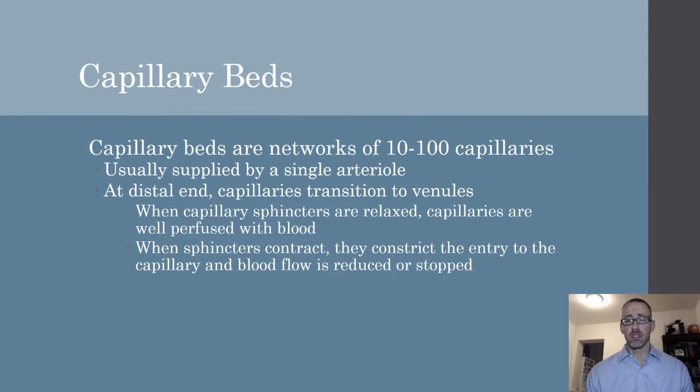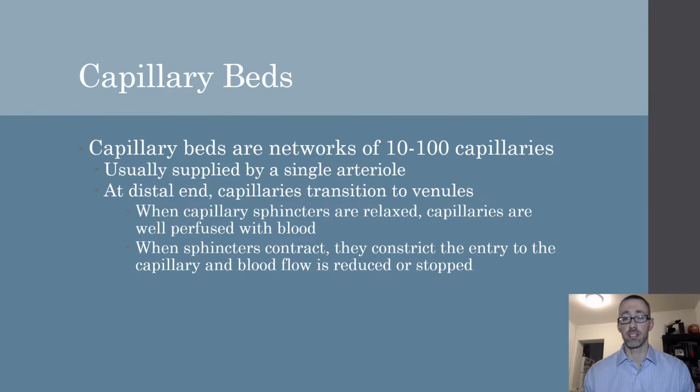So the capillary beds are actually a network of anywhere from 10 to 100 capillaries typically, and they're supplied by a single arteriole. So for example, you have one arteriole that'll branch into 10 or up to 100 capillaries, and then that coalesces into one single venule, and that's the typical structure of most of these capillaries. But another important thing is the capillaries themselves have sphincters on the arterial side. The sphincters are these little spherical sphincters that surround the entrance of the arteriole into the capillary, and at those entrance points they can relax or constrict, and that will limit the amount of blood that goes into the capillaries.